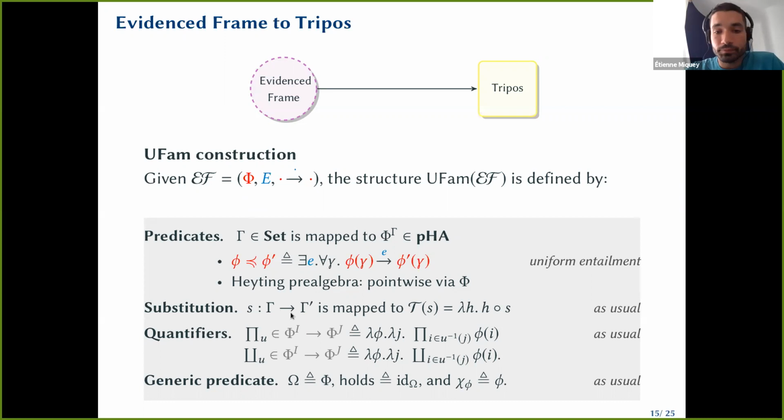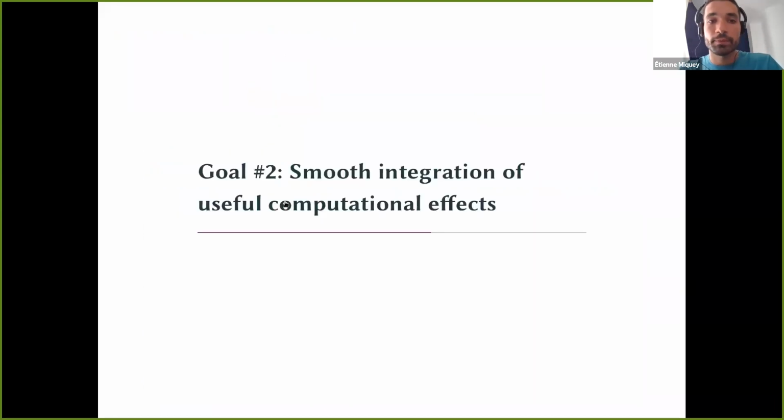So the substitution is mapped to the precomposition of functions. The quantifiers are defined by preimages, and the generic predicate is defined just by the set of propositions in the evidence frame, and the generic predicate is just the identity function. So nothing very surprising, and for people familiar with realizability interpretation, when you want to define a tripos, it's exactly what you do, except that instead of having an abstract notion of proposition and an abstract notion of evidences, you usually have a particular implementation at hand.